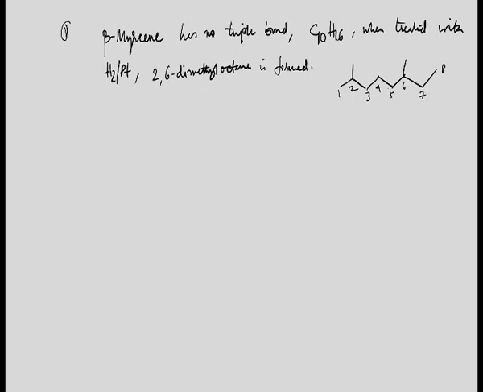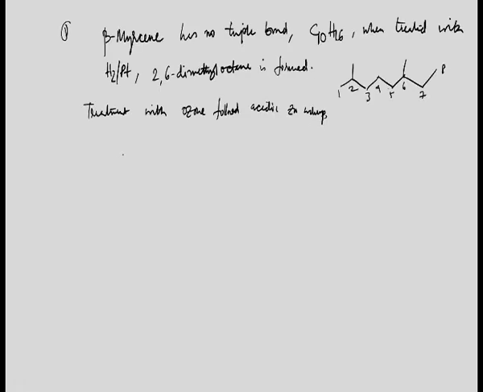Now, when it is treated with ozone, treatment with ozone followed by acidic zinc workup, A is formed, A is C5H6O3, acetone and 2 equivalents of formaldehyde. So, the question is what is the structure of myrcene, beta myrcene.